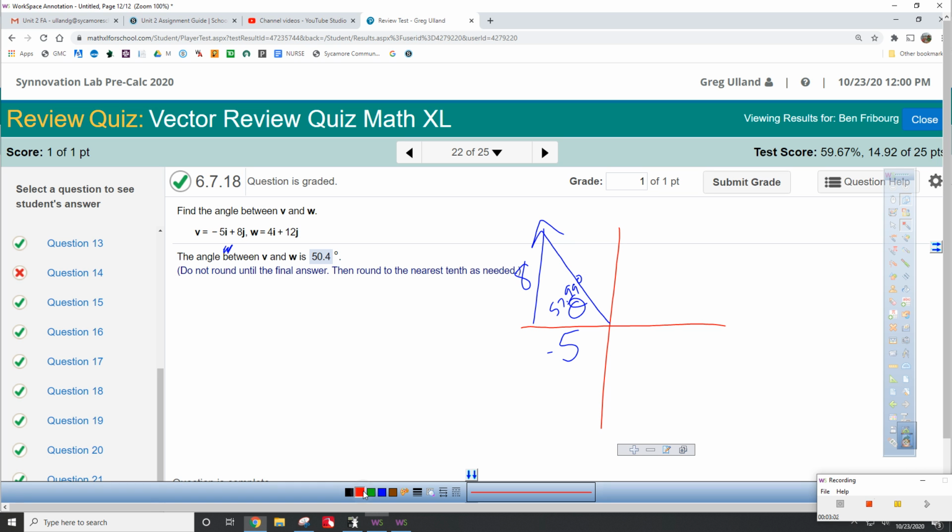And then he's like, well, then just sketch the other one. Right 4, up 12. And then do the tangent inverse of 12 over 4. 71 point what? And then he's like, well, you got 3 angles that add up to be 180, and you know 2 of them. To find the third one, you just use subtraction, and does it give you 50.4? Certainly quicker. Boom!